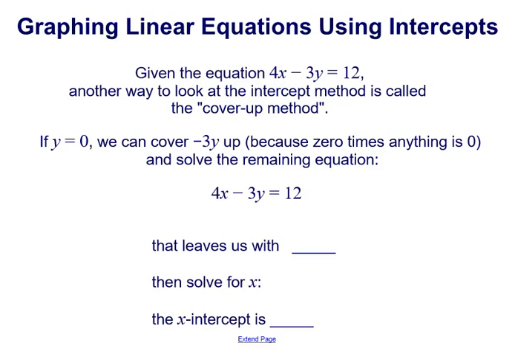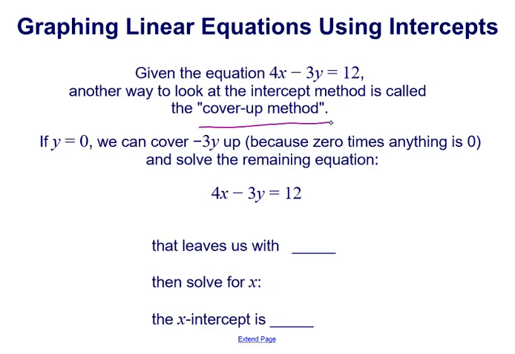Using the same equation from the last example, 4x minus 3y equals 12, there's actually another method to finding the x and y intercepts. It's another way to look at that intercept method, and it's called the Coverup Method. So basically, this Coverup method says that if y equals 0 to find an x-intercept, we can cover up negative 3y because 0 times anything is 0, so that part of the equation is going to go away. We're going to cover it up.